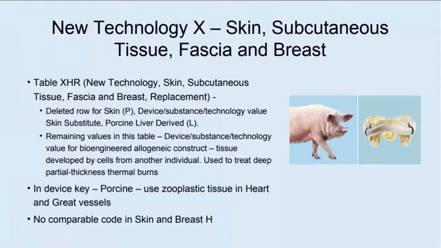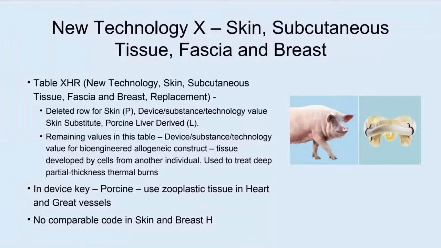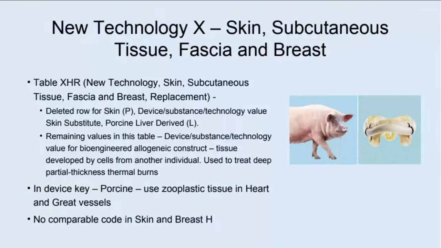Now, you might say, well, what are we going to do instead of this? How are we going to replace this? If you go to the device key, you can look up porcine, and it says use zooplastic tissue, but it refers you to the heart and great vessels. And there's no comparable code in the skin and breast section in the medical and surgical section. So that's kind of interesting. They completely got rid of the porcine for skin, and these are only for heart and great vessels.